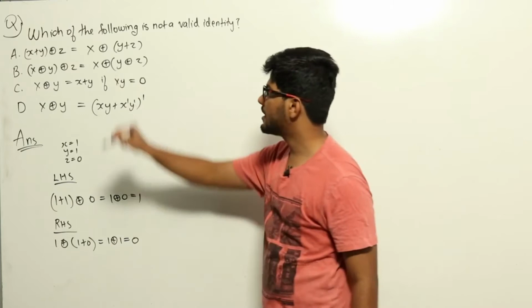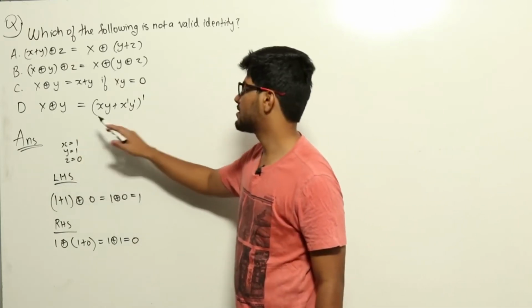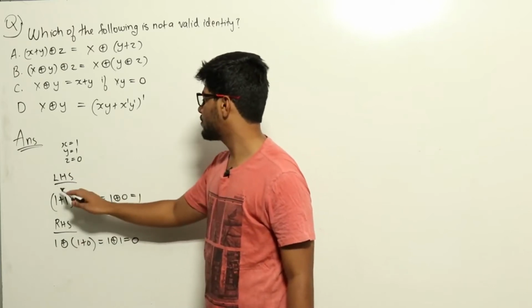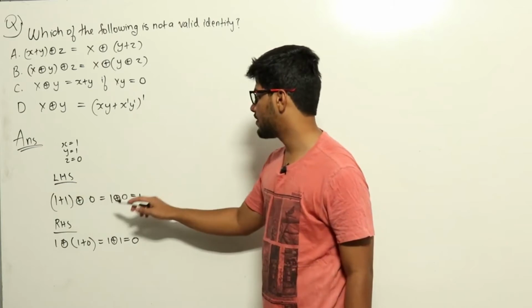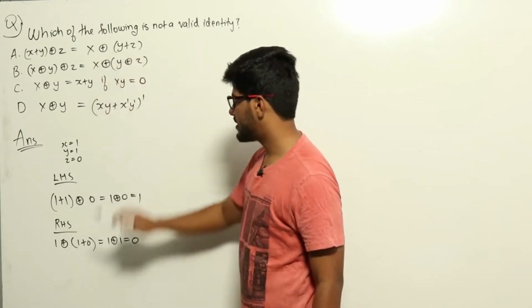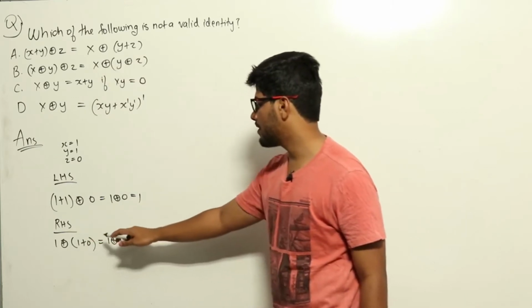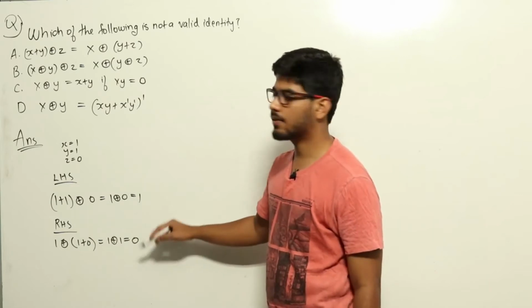Now if you look at option A, if x equal to 1 and y equal to 1 and z equal to 0, let us assume, then LHS will be equal to 1 plus 1 XOR 0. That will be equal to 1 XOR 0, which is 1. Now RHS will be x XOR y plus z, that is 1 XOR 1 plus 0, that will be equal to 1 XOR 1, that is 0. So clearly LHS and RHS are not equal here.